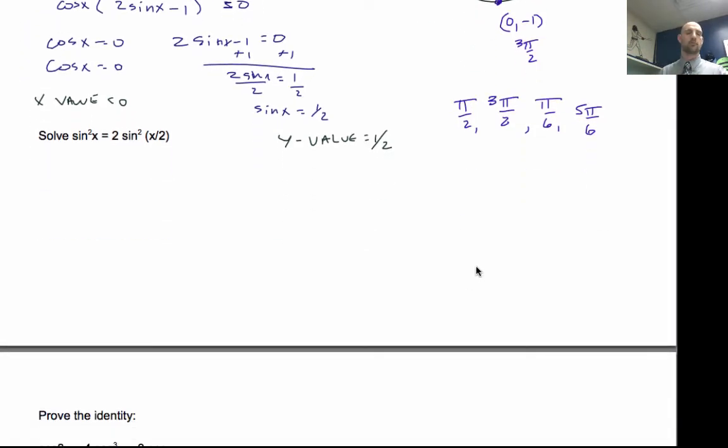All right, here we go. Sine squared x is equal to 2 sine squared x over 2. So I've got this fairly complicated looking side here, right? I've got a sine squared, but also an x over 2. So let's see if we can work with that.